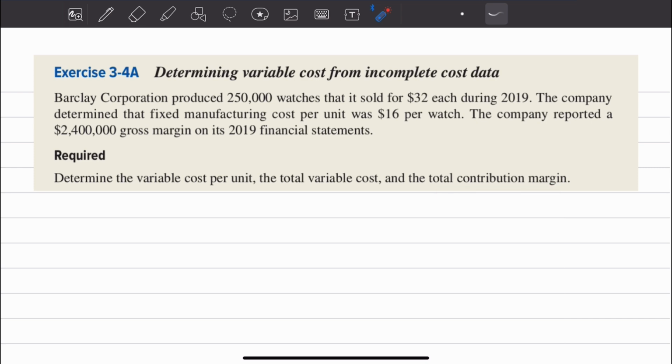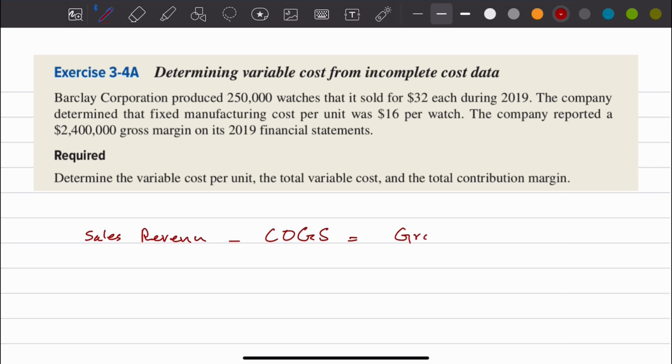So basically, because we know the number of units sold, once we figure out the variable cost per unit, we can easily find the total variable cost and the total contribution margin. Okay, so the first thing we want to find is the cost of goods sold, and we do have a formula that can help us with that. We know from the income statement that the sales revenue minus the cost of goods sold equals the gross margin, right?